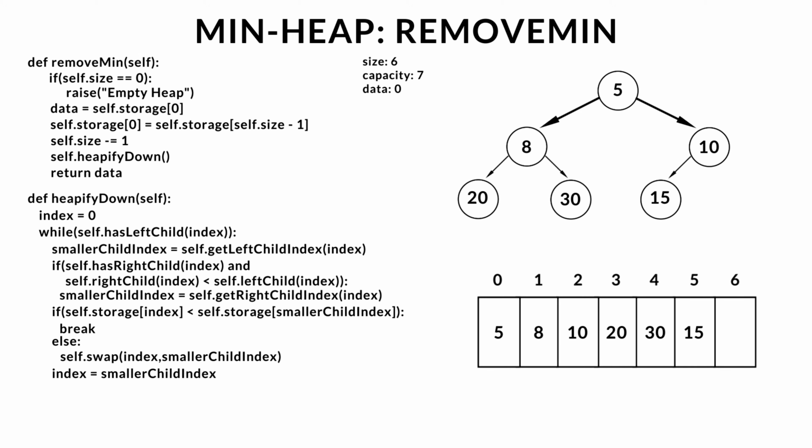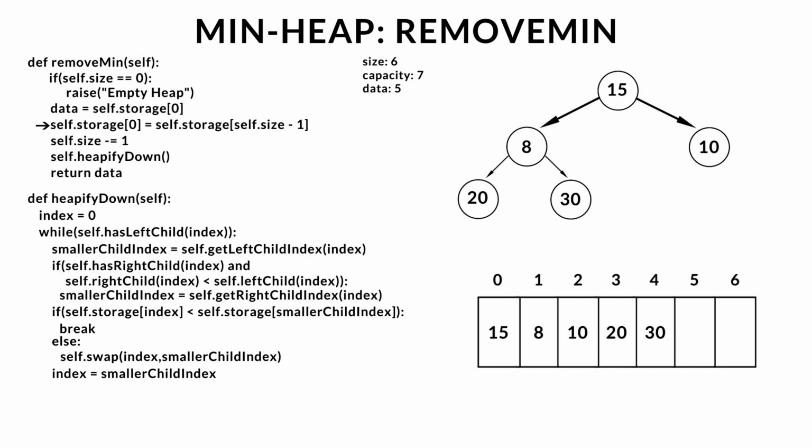So we go ahead and get returned to our RemoveMin method, where we now go ahead and return the data that was removed from the heap. Giving one more example of our iterative RemoveMin method, first we check to see if our heap is empty. It's not, so we go ahead and save the data at our root node. We then go ahead and replace the root node with the last node within the heap.